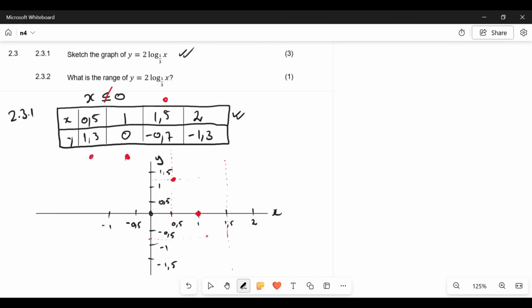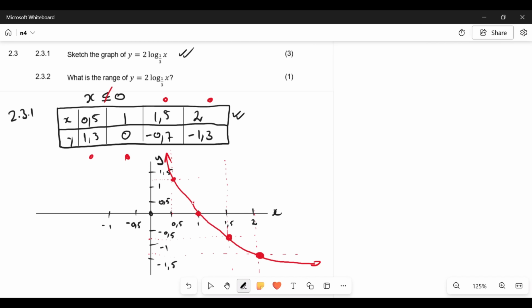And then the last point goes like this. When our x is 2, our y is going to give us negative 1.3. Now negative 1.3 is also between negative 1 and negative 1.5. So we draw the line here, it goes this way, and then we draw a line from 2 on the x-axis where they meet. That is going to be our point. Then you start drawing your graph. So your graph is going to look like this. There we go. So this is our graph for this function.